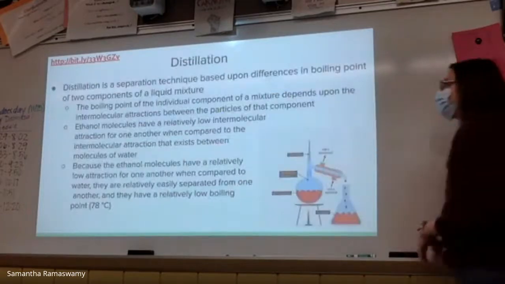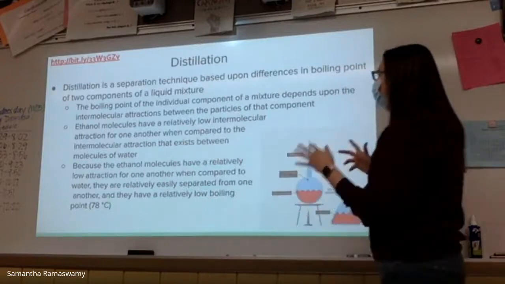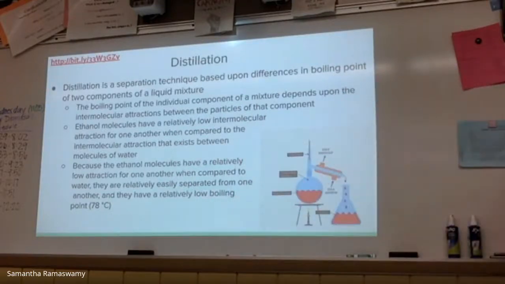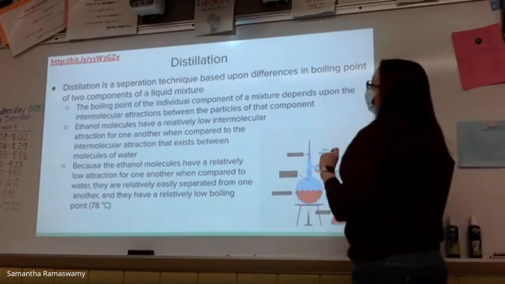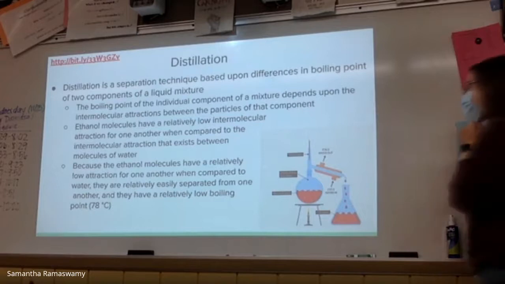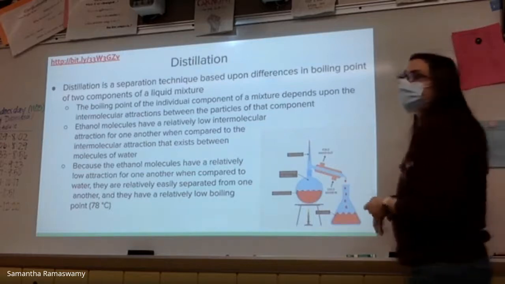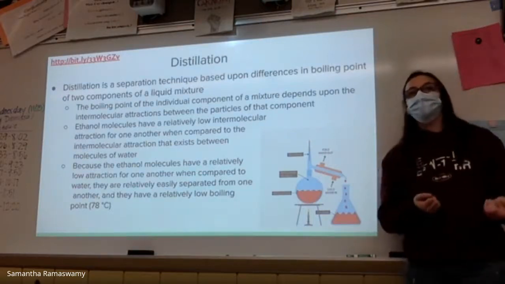Now, just a quick review of distillation. I'm not going to read everything on the slides. You can go back and review these slides if you don't remember distillation. But distillation is a way that we separate liquids or solutions based on their differences in boiling points. So the most common example is ethanol and water. Water has much stronger intermolecular forces, giving it a higher boiling point than ethanol.